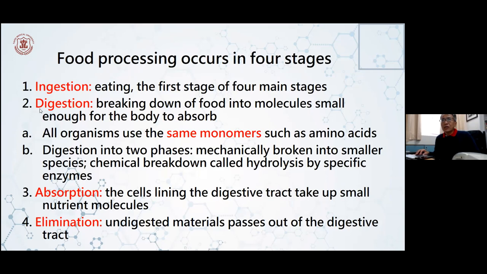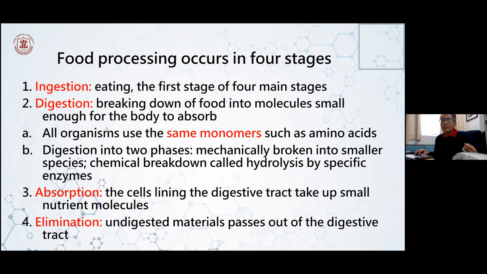And the second stage is digestion. The purpose of digestion is to break large food into small pieces, or small molecules, for absorption. So the second step is digestion. Digestion is the breaking down of food into molecules small enough for the body to absorb. Why does food need to be digested before absorption?